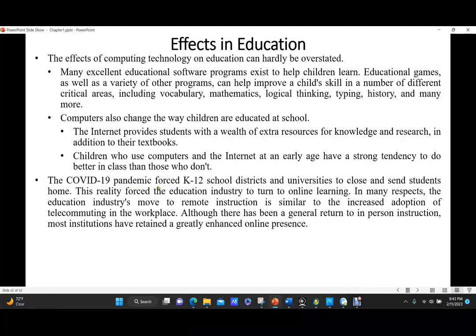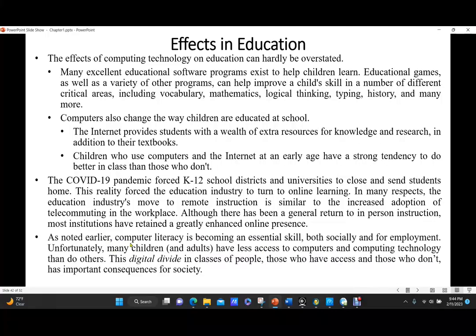The COVID pandemic forced most school districts and universities to close and send the students home. This basically forced the education industry to turn to online teaching, online learning. In many respects, the education industry's move to remote instruction is similar to the increased adoption of telecommuting in the workplace. Although there has been a general return to in-person instruction, in education at least, most institutions have retained a greatly enhanced online presence.